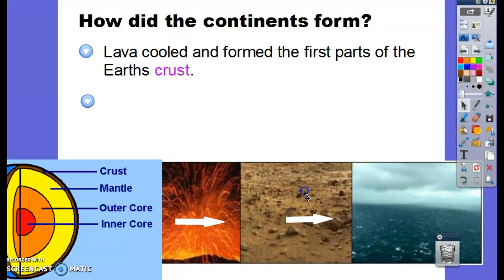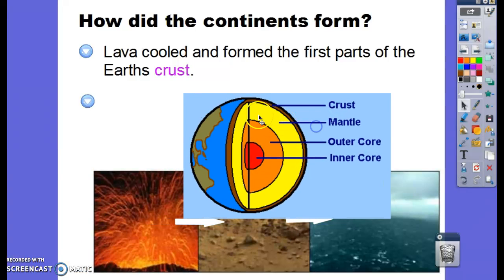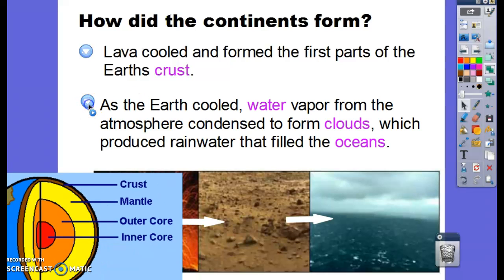All right. So we see down here, right? The crust is actually the outer part of the Earth. So the lava cools and it forms the outside. So now there's land. It's not just lava. Now remember we talked about water. So water actually came from meteorites. Okay. So it came from meteorites.